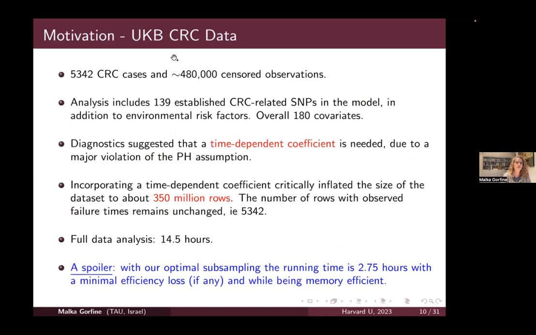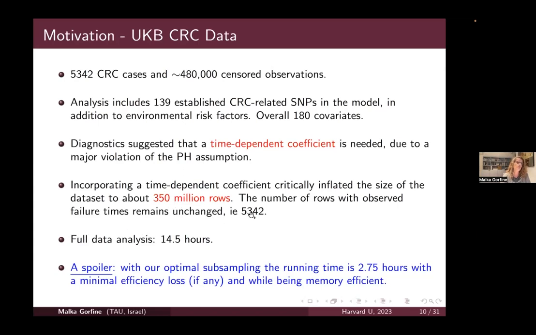So again, back to our colorectal cancer data, we started with about 5,000 colorectal cancer cases, and about 500,000 censored observations. We are going to analyze about 180 covariates, including well-known SNPs and environmental risk factors. And then, because a diagnostic suggested a time-dependent coefficient, our data set, instead of being of 500,000, is now of a size of 350 million rows, but the number of cases is not going to change. It is still the same number as in the original data set.